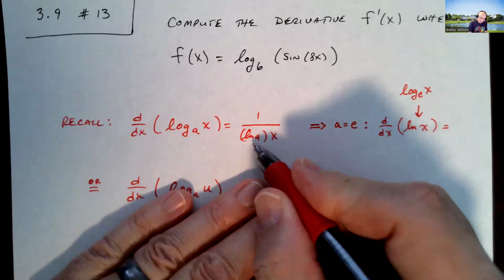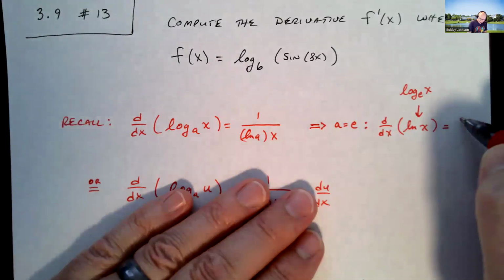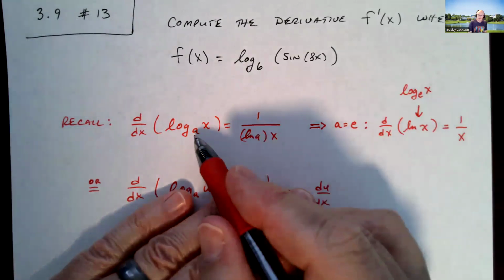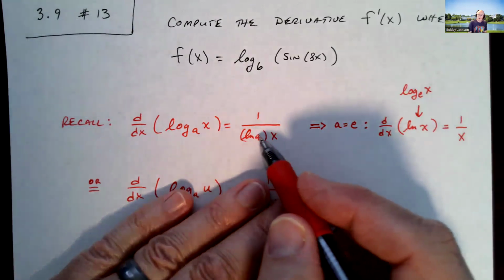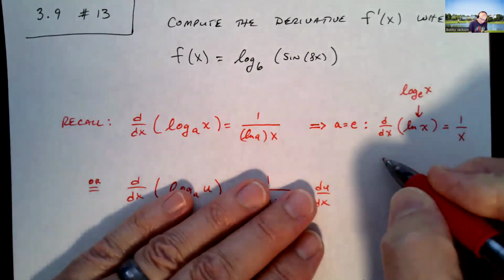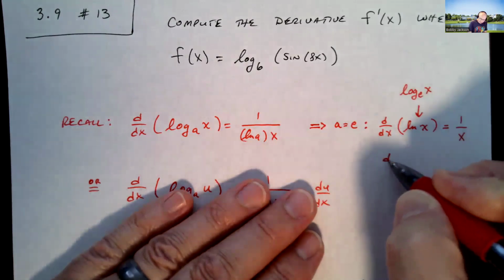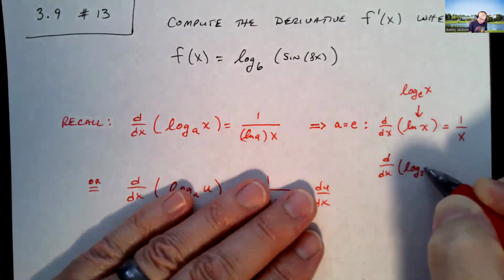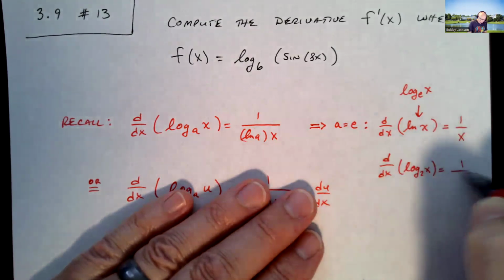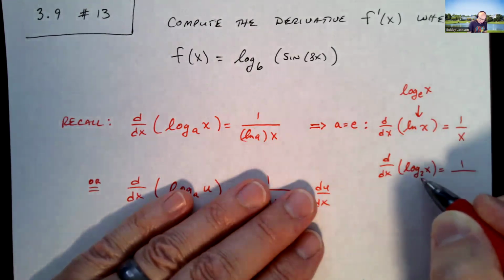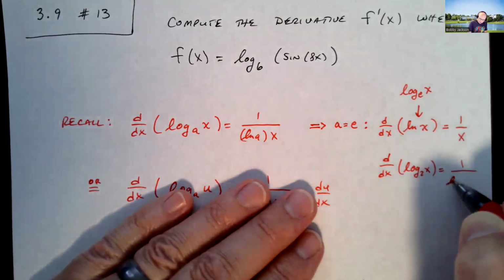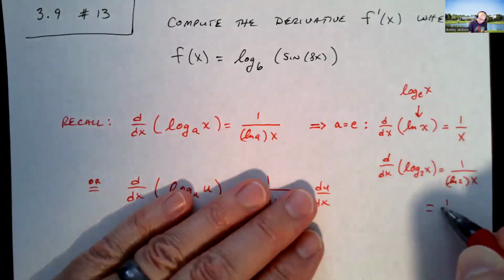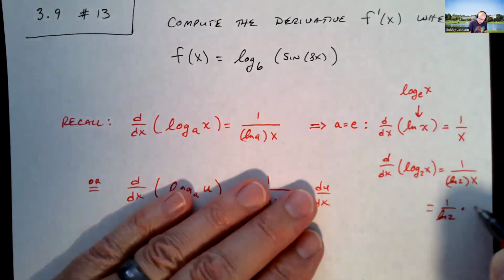What is the natural log of e? It's 1, and in that case, we get 1 over x. But if it's any other base, we have 1 over the natural log of a times that value of x. So for instance, the derivative with respect to x of log base 2 of x would be 1 over the natural log of 2 times x, which can also be thought of this way: 1 over the natural log of 2 times 1 over x.